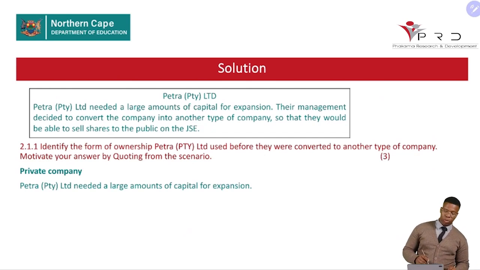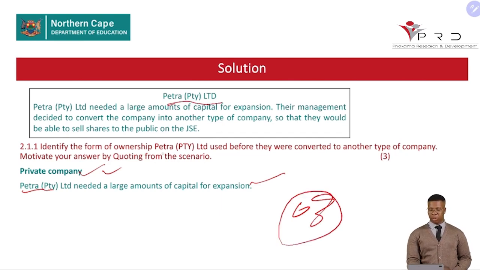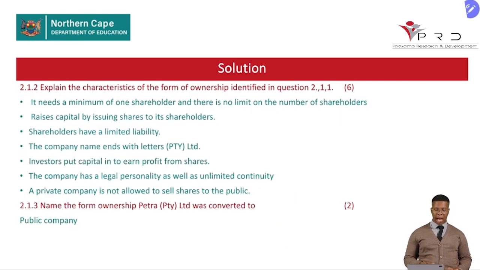Then solutions, when you're looking into the scenario, they said Petra Pty Ltd, and then you're supposed to identify which form of ownership was used before. That was private company because of the name, obviously, Petra Pty Ltd, which needed a large amount of capital for expansion. So the answer was very clear there, because with the name you are able to see which company form of ownership was used by that company before they wanted to convert to one that would allow them to sell shares to the public. But the question that follows asks which form of ownership that one is.